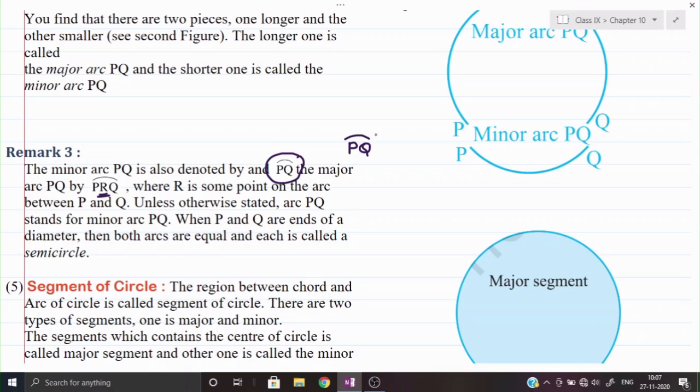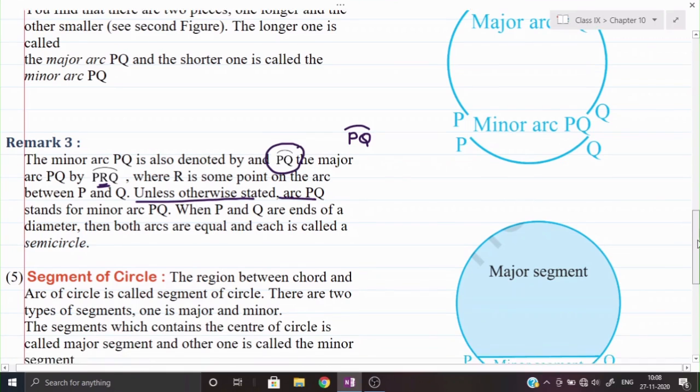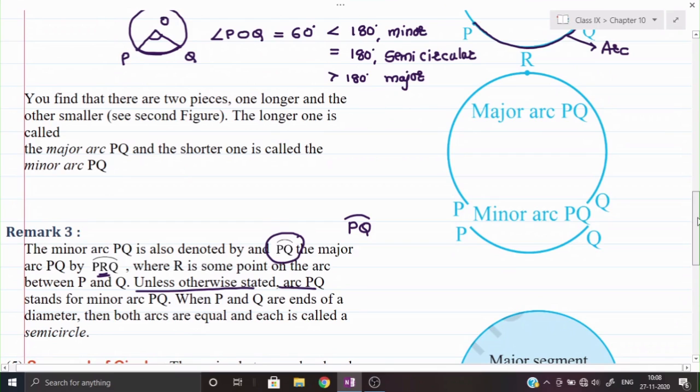And see here one more thing is written: unless otherwise stated, arc PQ stands for the minor arc PQ, where R is some point on the arc between P and Q. So until and unless it is given to us otherwise, we will assume it is a minor arc. Otherwise it is clearly told to you that the arc is a major arc. Suppose in a question you may get confused whether the arc is minor or major, or the values are not mentioned. In that case, if nothing is mentioned, we shall take it as a minor arc.